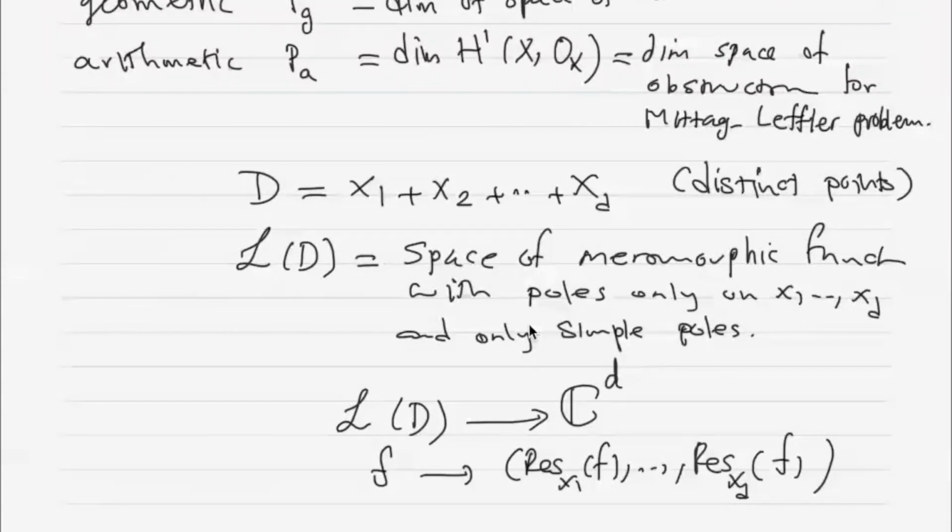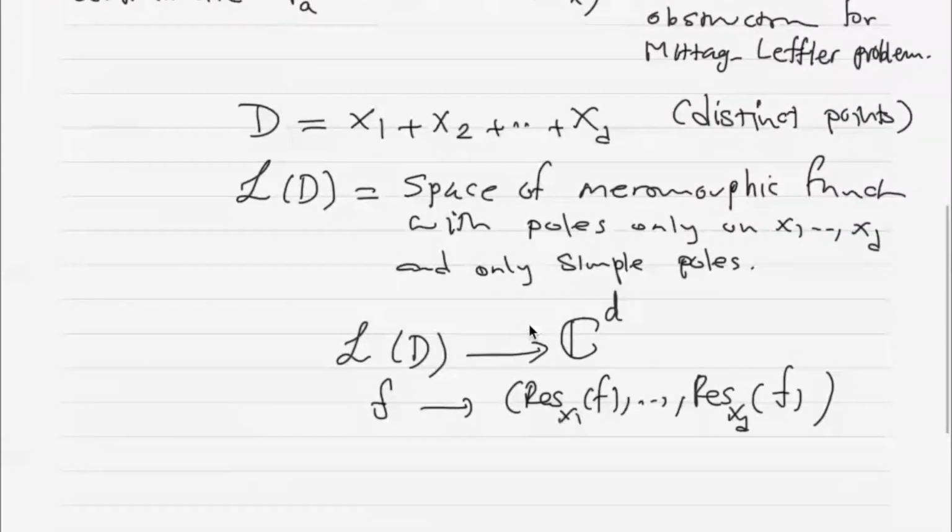The residue of a simple pole is the coefficient of 1 over z when f is expanded in a Laurent expansion. So the only negative term that appears in the Laurent expansion for f around xi is 1 over z, where z is the local coordinate where xi becomes 0. And therefore, you have these well-defined complex numbers. And if you think a little bit, you see that the kernel of this map is C.